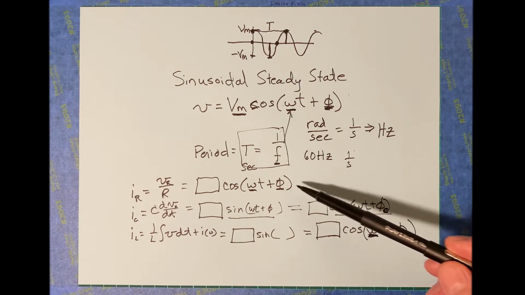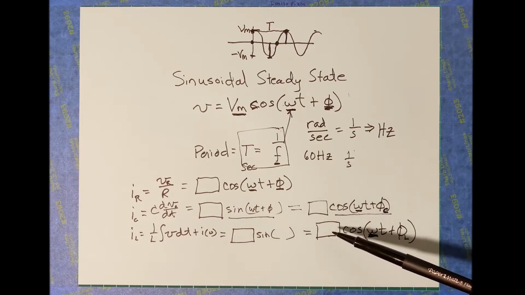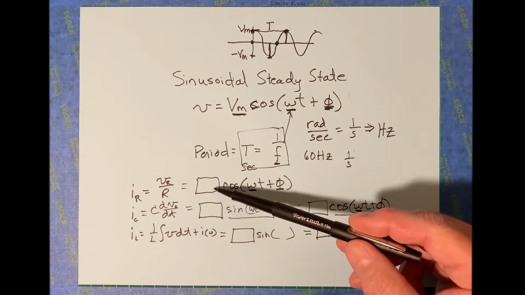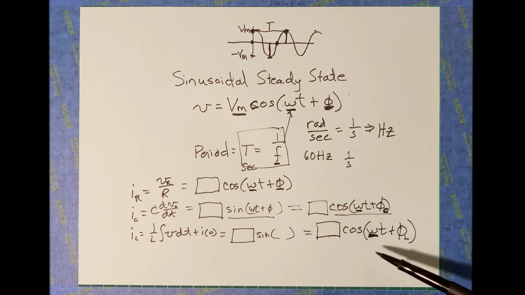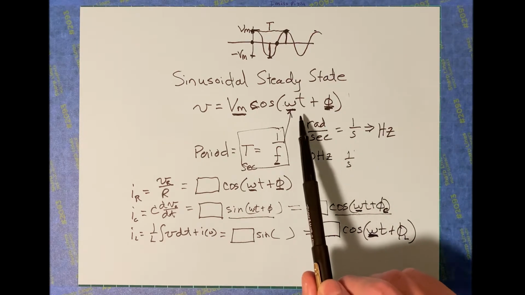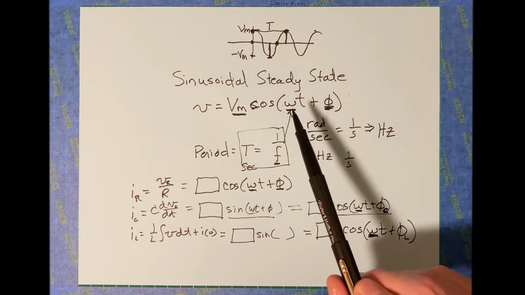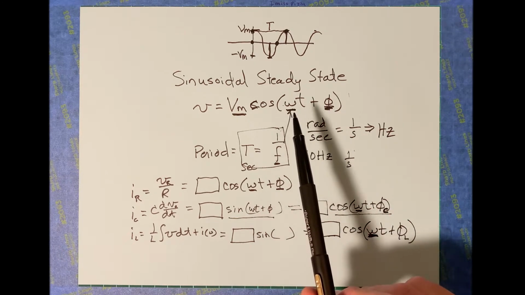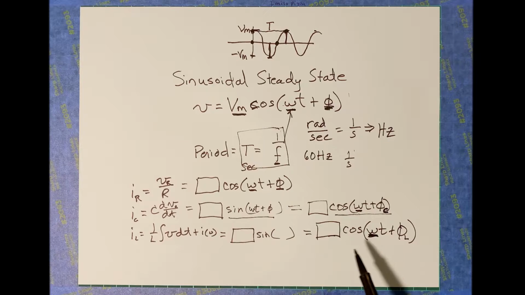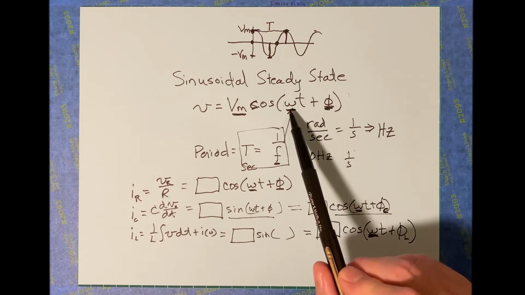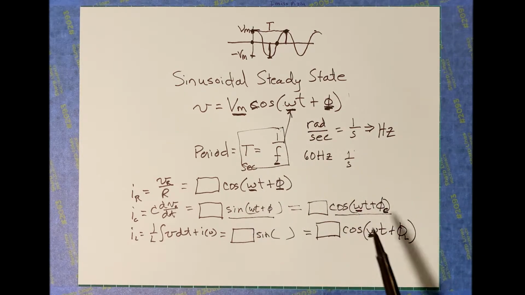So the phase angles are going to be different. The amplitudes are going to be different for all of these, but the thing that's going to be the same is the frequency. So when I say the frequency of the source controls the circuit, that's what I mean. The frequency of the source is going to be the frequency that shows up in everything else that we do, all right? So I just want to introduce that.